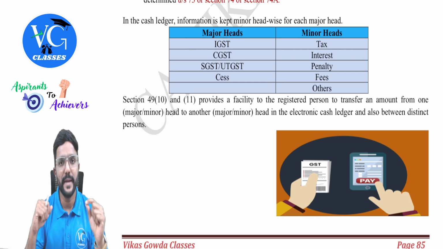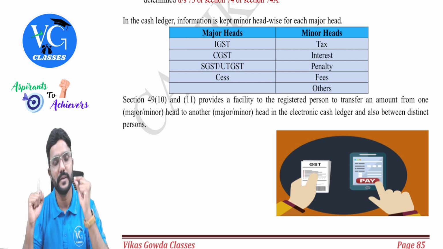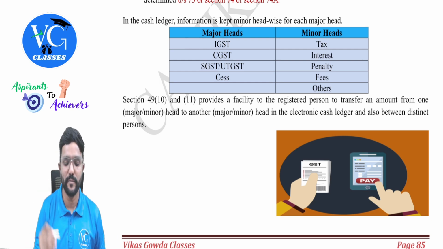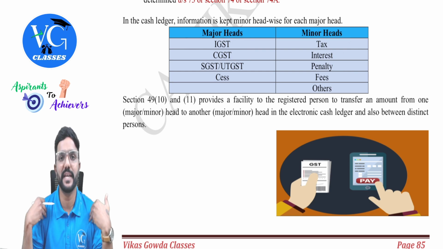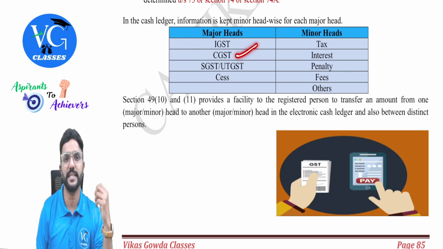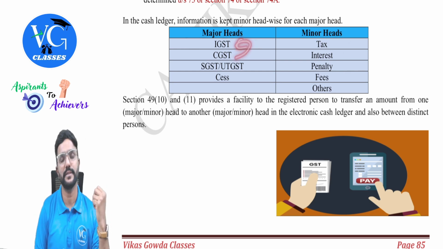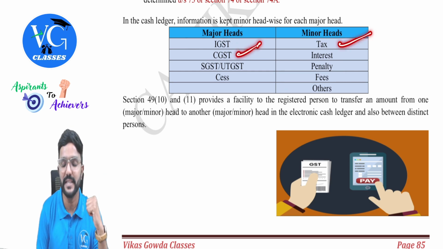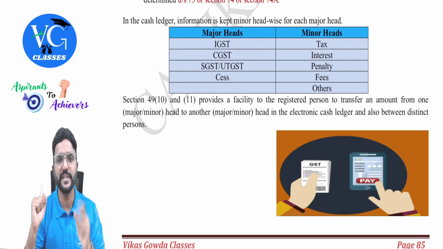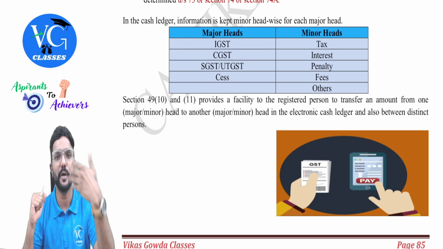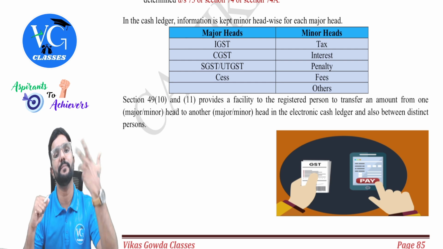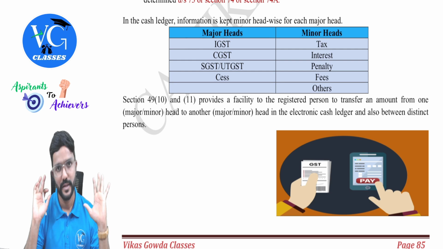So that means using GST PMT-09, the amount can be transferred from one major head to another major head, or from one minor head to another minor head within the same registration. Assume I am a registered person in Karnataka and I have excess balance in CGST. Can I transfer this to IGST? Yes. Or else assume under CGST I have excess balance in tax. Can I transfer it to interest or penalty? Yes, guys. So within the same registration, I can transfer the balance using GST PMT-09 from any minor head to another minor head or from one major head to another major head. I have that freedom. Is that clear?